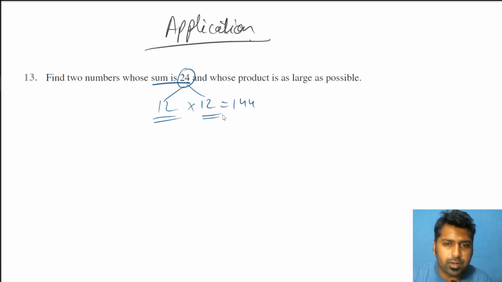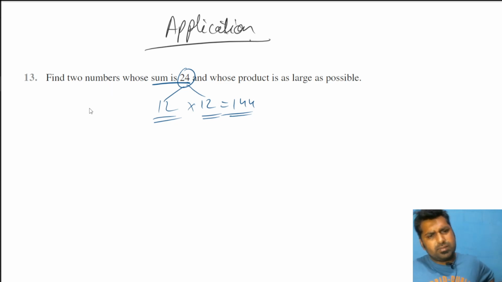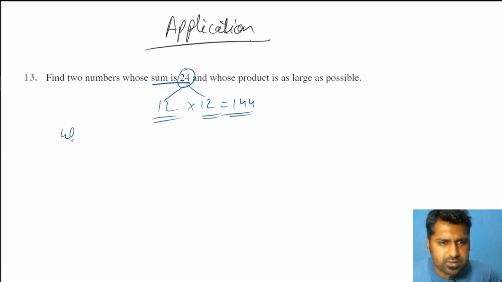It's just that now we are going to use differentiation to prove it. I've already given the answer before even starting the question. Okay, symmetry, that's the key to maximizing or minimizing things. Now the question says find two numbers. So whenever he's asking for two numbers, let's consider the first number to be x.